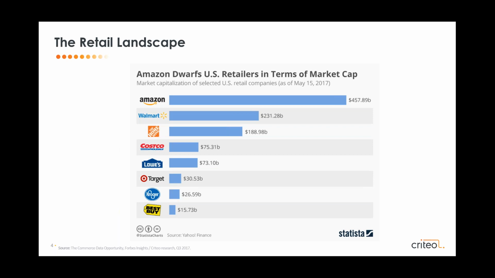According to the Criteo Shopper Story, which surveyed 10,000 shoppers around the world, 72% said they would like to try new retail stores, and 63% said they like to shop in store experiences and see for themselves what's in style.